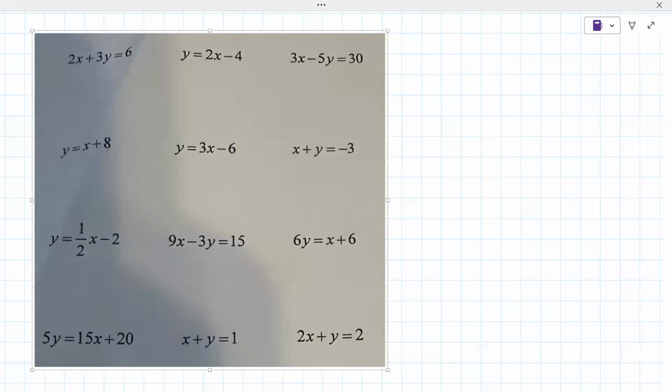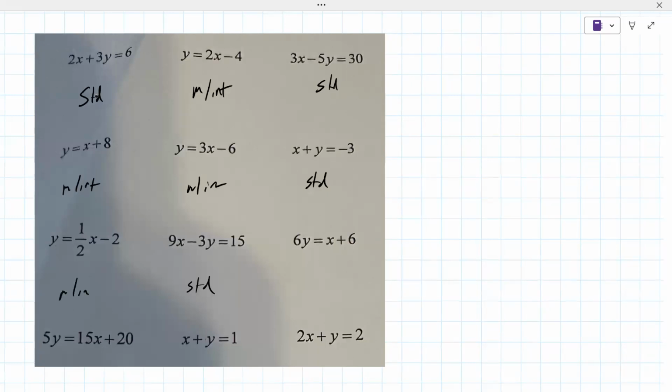Okay, so for 13, I'm just going to go straight across. Give me the first row. So I first got standard, slope intercept, and then standard. All right, I agree. Go ahead. Slope intercept, standard. Okay, agreed. Keep going. Slope intercept, standard, and none. All right, I agree. And then none, standard, and standard.